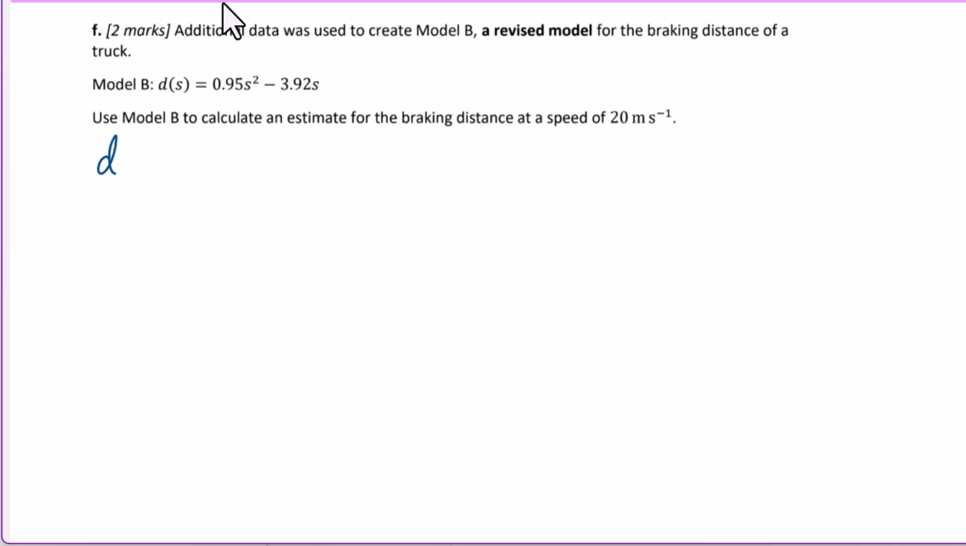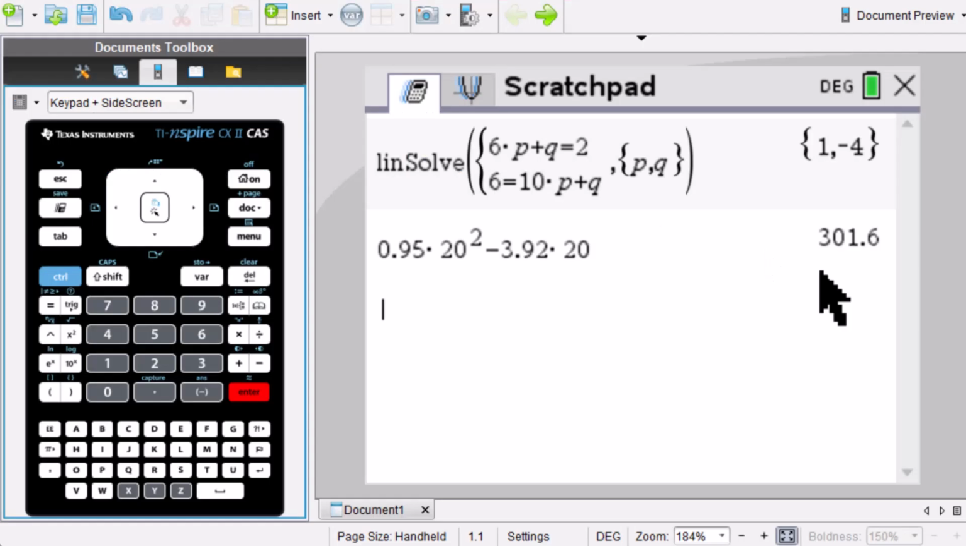So we get the distance d of 20 equals 0.95 times 20 squared minus 3.92 times 20, which is 301.6 meters.